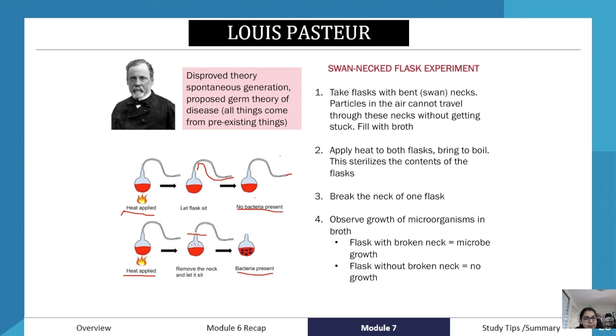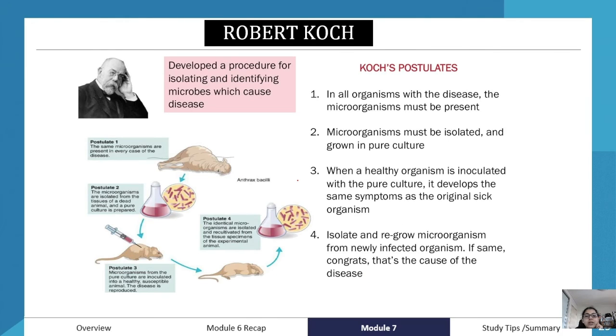So basically apply the heat, break the neck, observe the growth. Flask with a broken neck means that there's microbe growth, and flask without the broken neck means that there's no growth. And that tells us that it's not spontaneous generation. It's that the disease and the bacteria are coming from pre-existing microbes in the air that get access to these solutions right there. Okay, next we look at Koch's postulates.